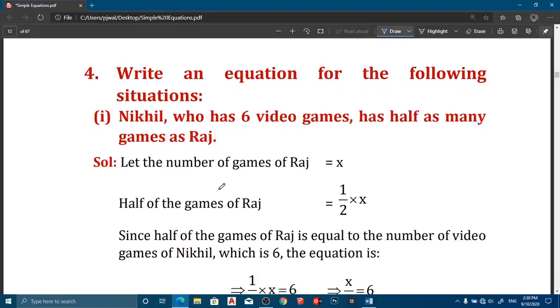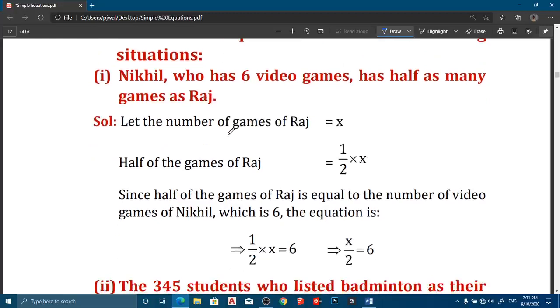Next, fourth one, write an equation for the following situation. These are also converting the statement into an equation. Some situational statements are given here. So Nikhil, who has 6 video games, has half as many games as Raj. Now you don't know how many games Raj has.